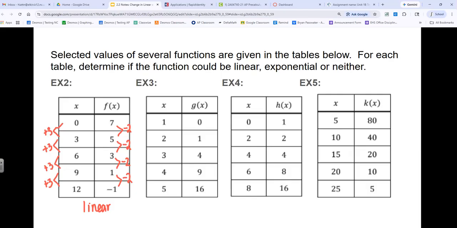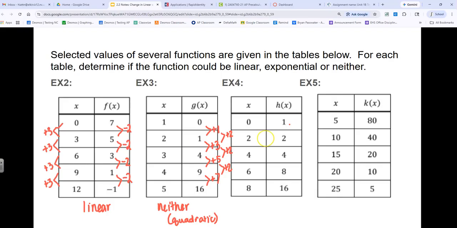But if I look at 3, I have consecutive equal input value intervals. This goes up 1, up 3, up 5, up 7. If I do this again, that's up 2, up 2, up 2. Is this one linear? Is it exponential? No, what is it? Quadratic. So we would say neither here, but because we're also remembering what we have already learned from Unit 1, we know this one's quadratic.